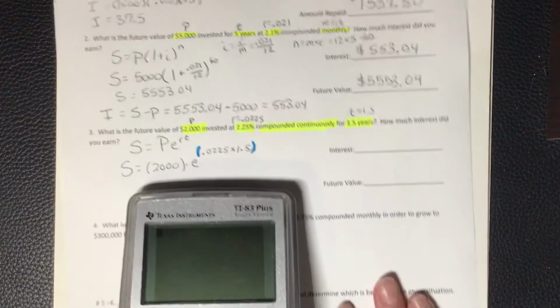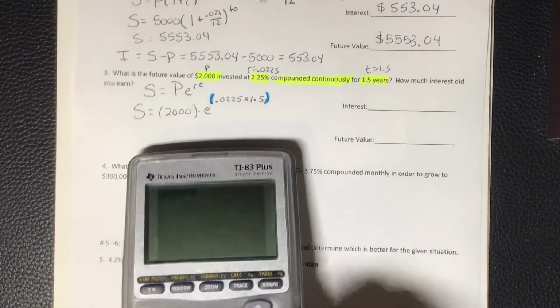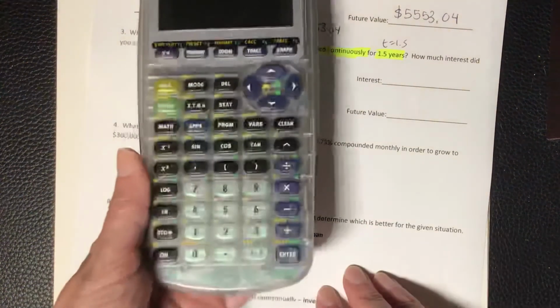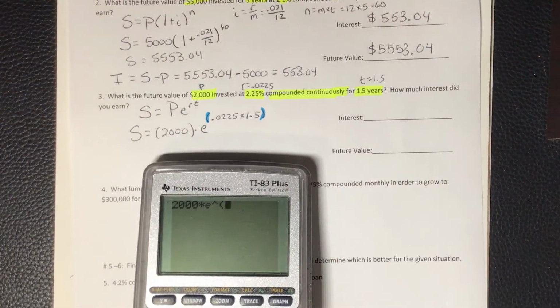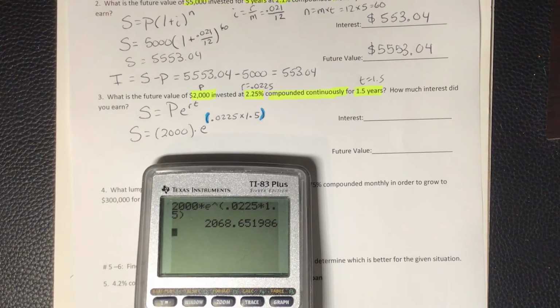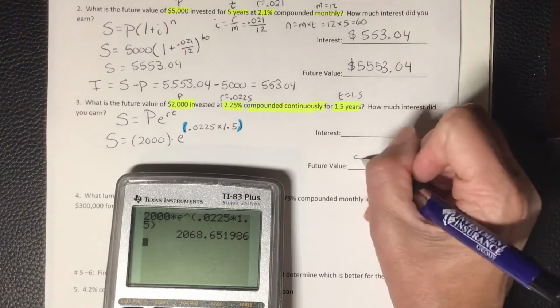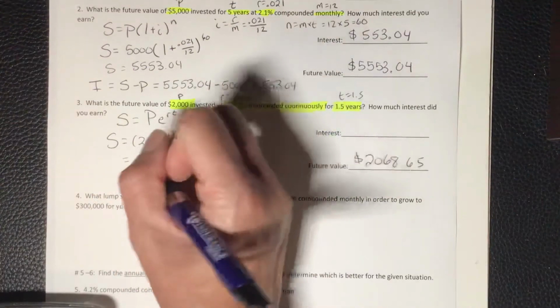All right, so if we go to the calculator, we're going to type in the 2,000 times. The E button is usually above the natural log, so I'm having to hit second and then natural log right here. That gets my power of E. In that set of parentheses, 0.0225 times 1.5, and then I'm going to close that. All right, so that gives me $2,068.65, and that's going to be our future value. Okay, let me also write that over here.